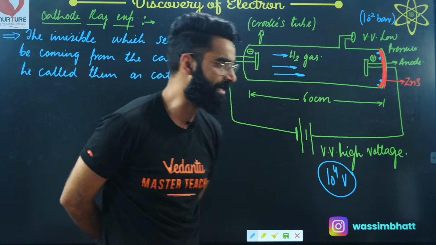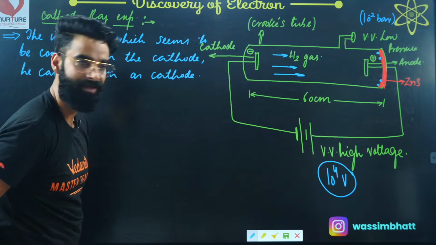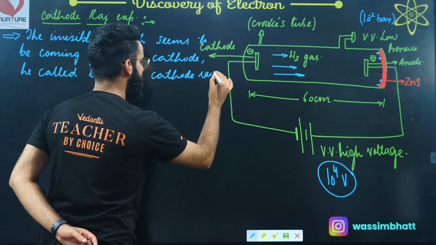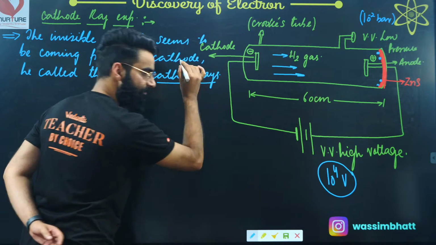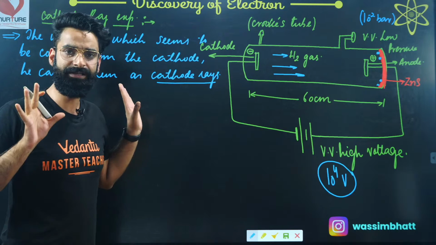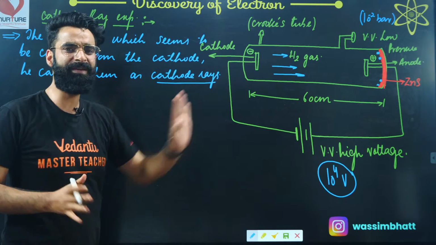Can you let me know fast in the chat box if it is clear to everyone? So he called those invisible rays cathode rays. First thing, he discovered these cathode rays. He observed some invisible rays coming from the cathode.